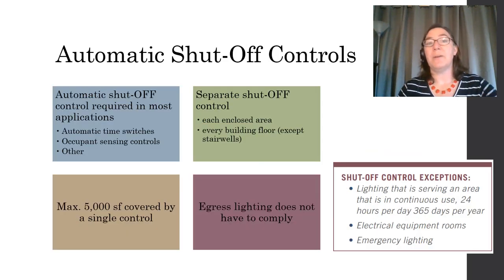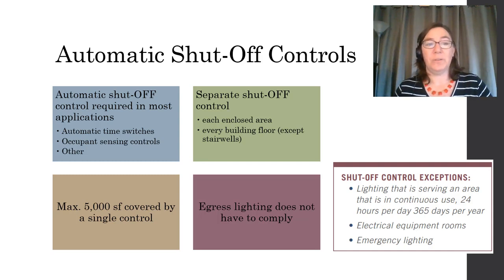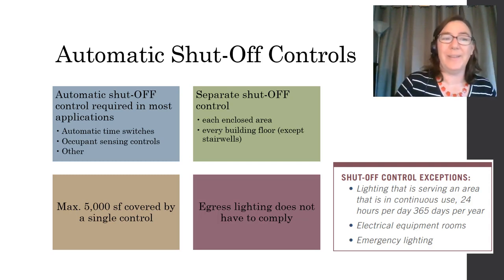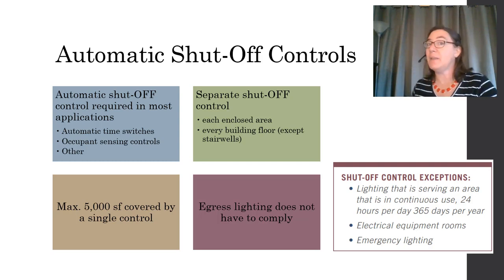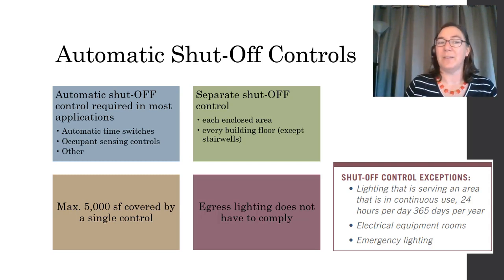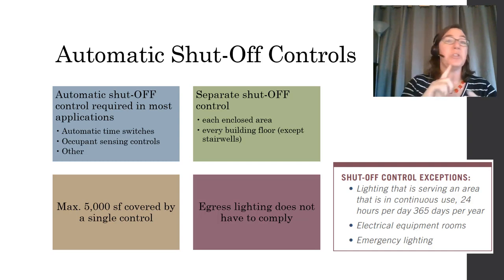The fourth category I want to talk about is the automatic shutoff controls. These are required in most applications, and they can come as automatic time switches, like, okay, it's 9 p.m., all of our lights are going to turn off, or occupancy sensors, as in no one has been in this room for 20 minutes, now we're going to turn the lights off, or there are some other less common controls that can be used. It's important that a separate shutoff control be used for each enclosed area or room and every building floor, with an exception of stairwells.